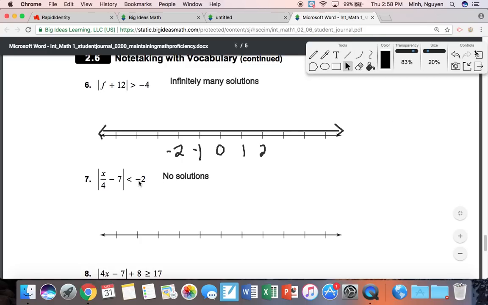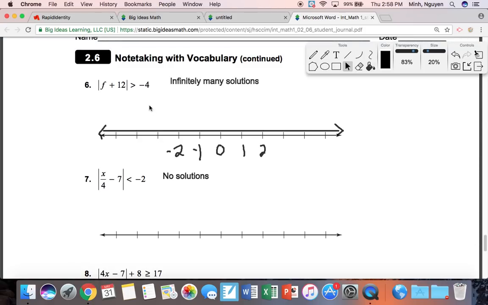Capiche? The reason why this does not work is because an absolute value, all this in here, will never be less than a negative number. It will never be a negative number. So it will never even be less than 0. And in this case, it will always be greater than a negative number. It will always be at least equal to or greater than 0. So we're not worried about this.